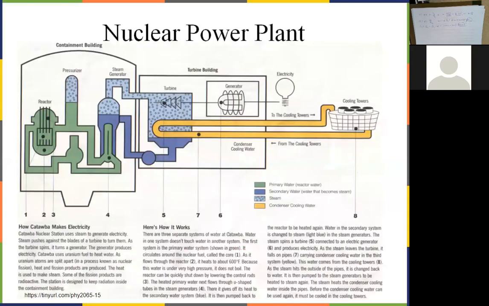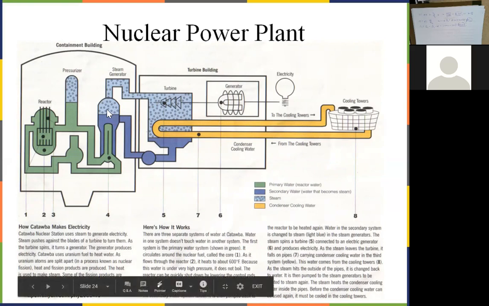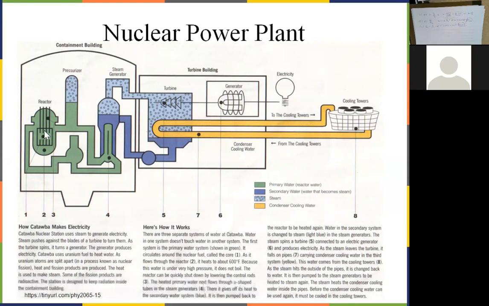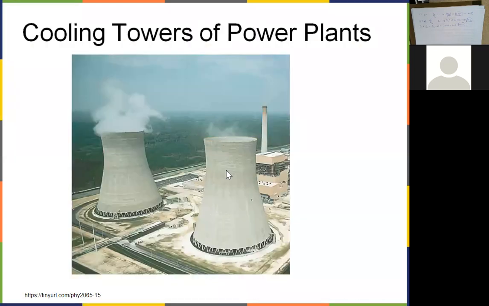For nuclear power plants, it works similarly, except the heat it takes in comes from the nuclear reaction. That generates a lot of heat that is used to heat up the steam. Then it goes through the turbine, doing mechanical work that is converted to electricity by the generator. And then you typically see larger cooling towers. That's where the excess heat is dumped. So these are the towers.